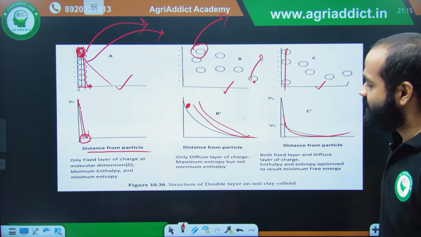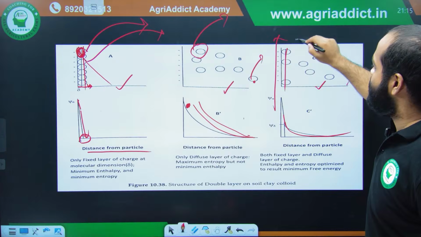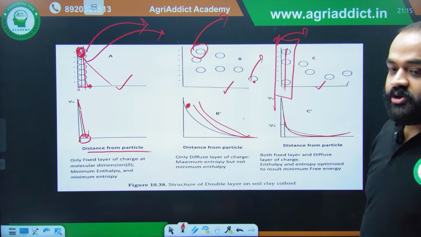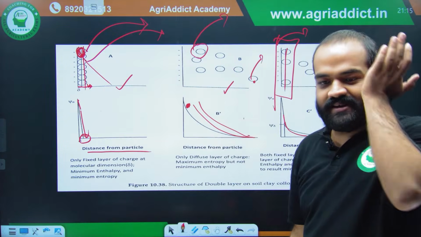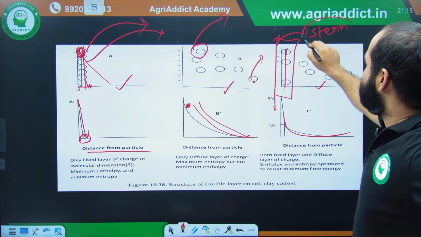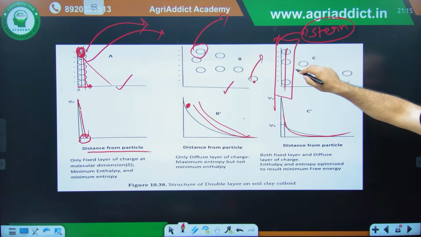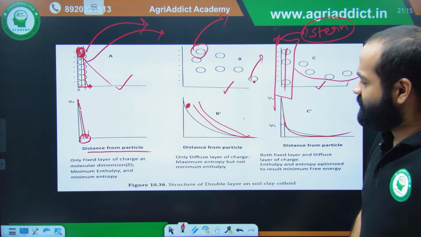Gouy-Chapman theory. Here there is one question that comes, what is the name of this layer called? The name of this layer should have been Helmholtz layer, but sadly it is not the case. This layer is called the Stern layer. All right, this layer is called the Stern layer and this is the diffuse layer. All right.